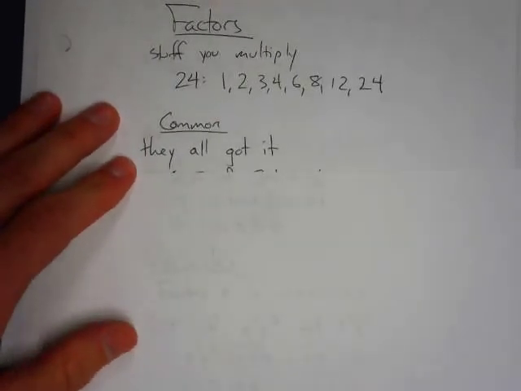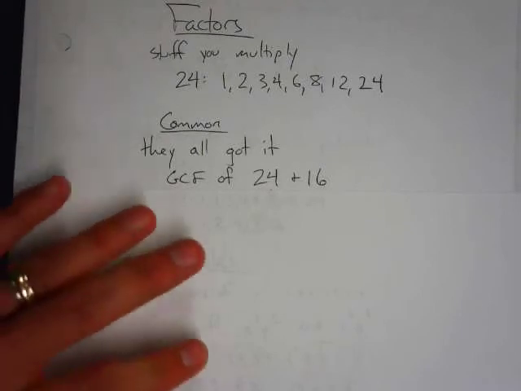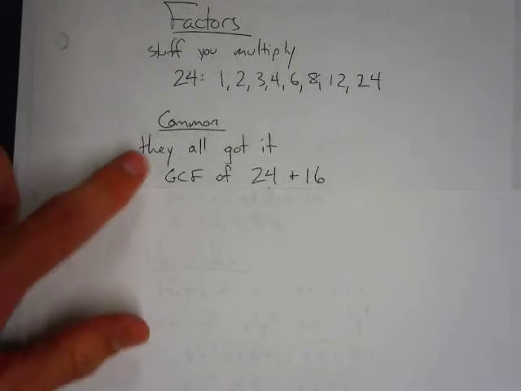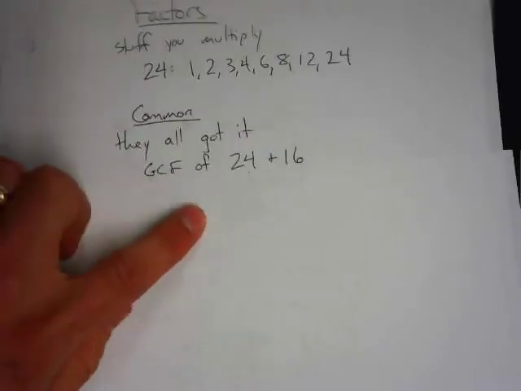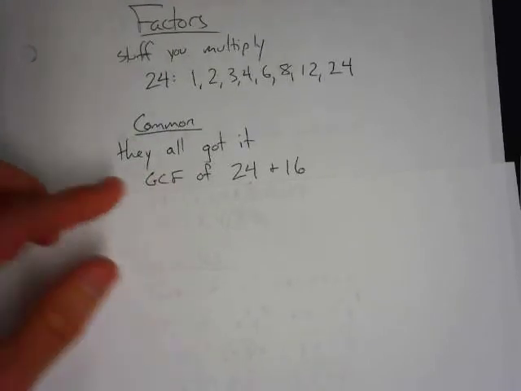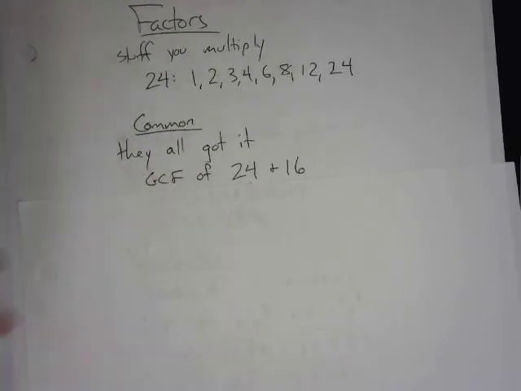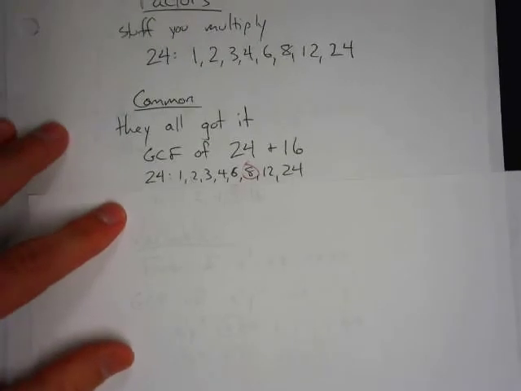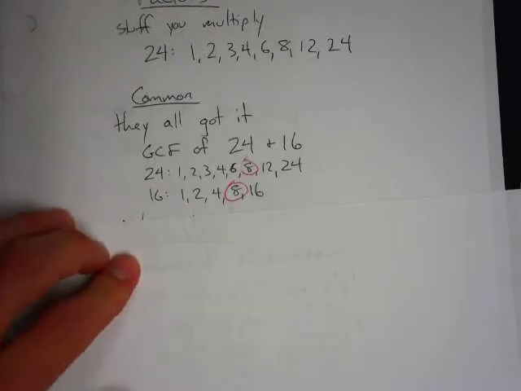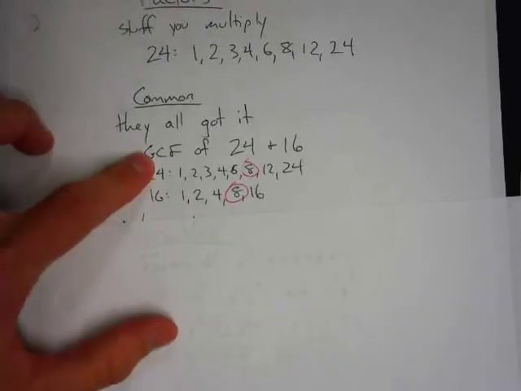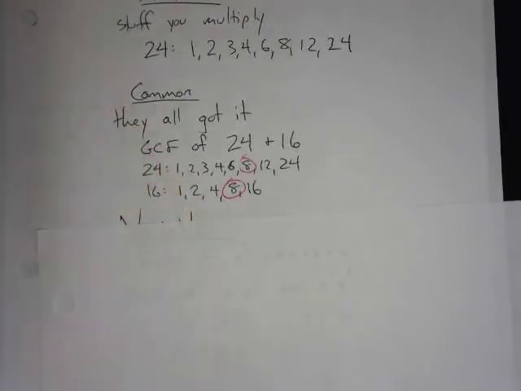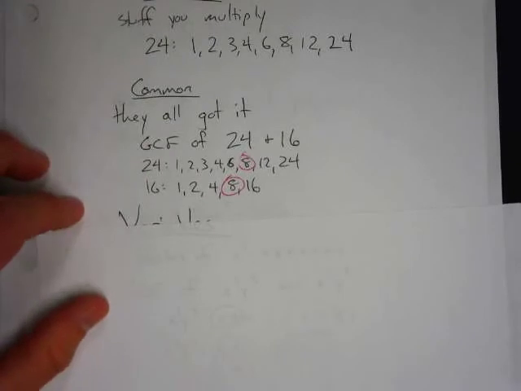So for example, we go back to 24 and 16. The greatest common factor of 24 and 16 is the biggest, right? The biggest factor, stuff you multiply, that they both got. Okay, so what is the biggest factor that both 24 and 16 have? And so we figure out, well, the factors of 24 are 1, 2, 3, 4, 6, 8, 12, and 24. The factors of 16, 1, 2, 4, 8, and 16. So the greatest factor that they have in common, right, the greatest factor they all got is 8. So the GCF of 24 and 16 is 8.